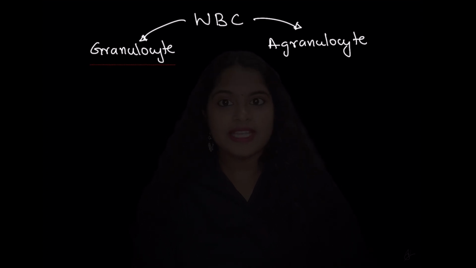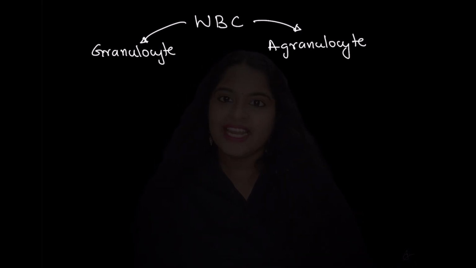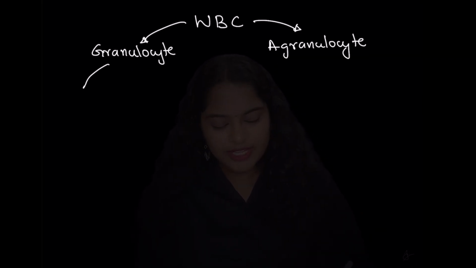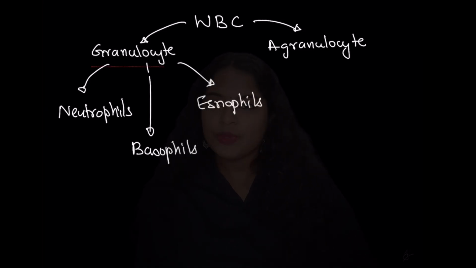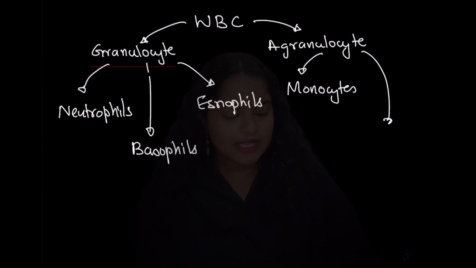The granulocytes have granules present in their cell, and the agranulocytes do not have granules. There are three types of granulocytes. One is neutrophils, then the basophils, then the eosinophils. Coming to agranulocytes, two types of agranulocytes are there. One is monocytes and the other one is lymphocytes.